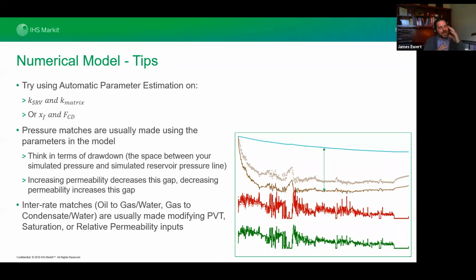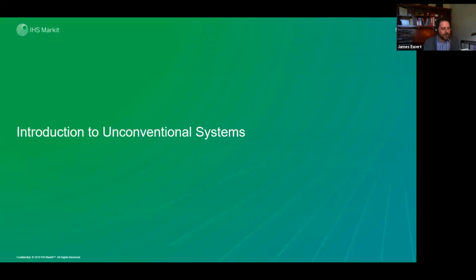So when you're trying to get a match, if you're matching pressure, think of it in terms of productivity of your well, and that's going to help you get a sense of what you should change in order to get a match sooner. And that is all I prepared for today's talk. Unconventional systems, we could talk for another 8 hours about that, I'm sure.